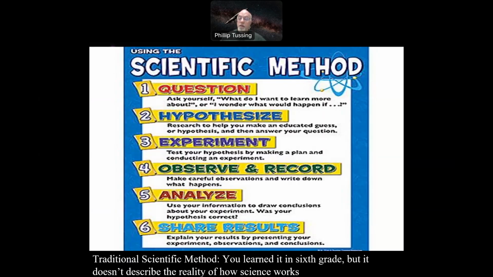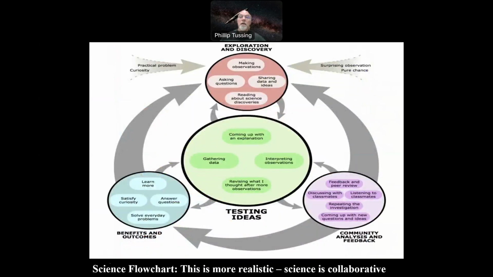This is the scientific method as it's taught in sixth grades, approximately, in American schools. It progresses through six linear stages, from the initial question through hypothesis and then experiment, to the observations and the analytical aspects and sharing the results. This is not really how science operates in practice.